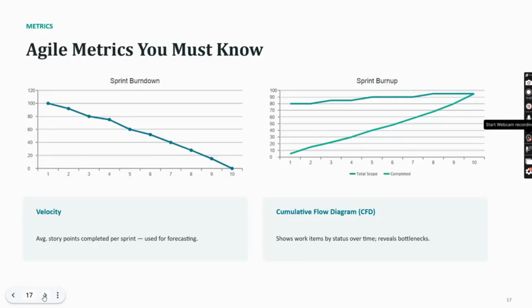Agile metrics you must know. The velocity: average story points completed per sprint, used for forecasting. Then the cumulative flow diagram shows work items by status over time and reveals bottlenecks. What are all the bottlenecks we are having? Bottlenecks are the edges of the task or something.